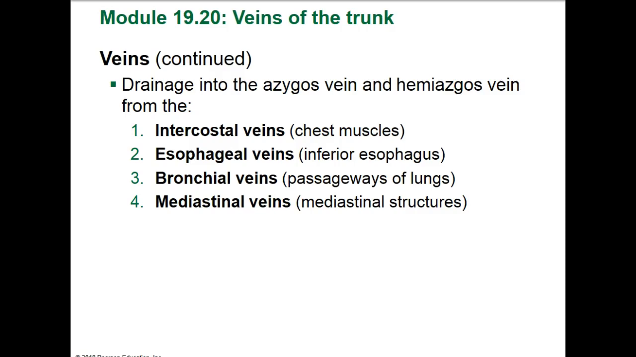And drainage into the azygous vein and hemiazygous vein comes from the intercostal veins, from the chest muscles, the esophageal veins from the inferior esophagus, the bronchial veins from the passageways of the lungs, and the mediastinal veins from the mediastinal structures.